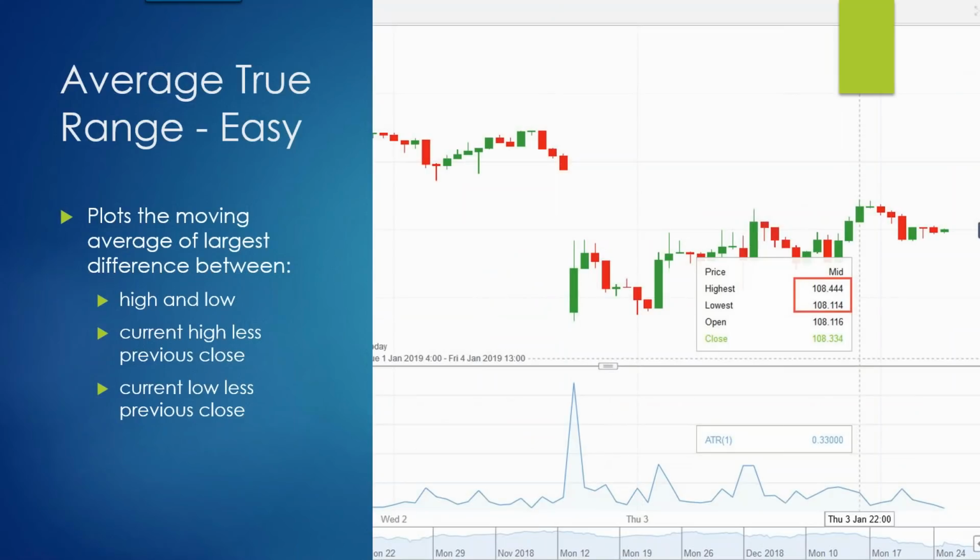Now, this is the average true range, and I love the average true range. It's a very easy indicator. A lot of indicators have the average true range built into it, okay? And what it does is it plots the moving average of the largest difference between high and low, the current high, excuse me, less the previous high, or the current low less the previous close.